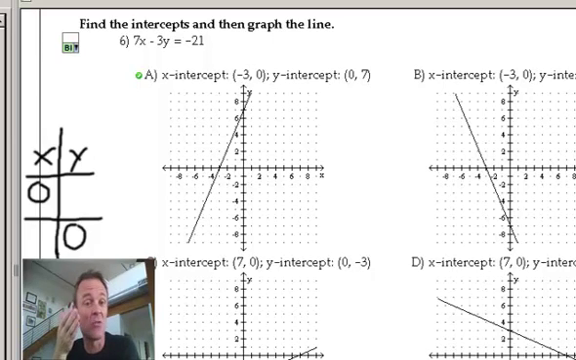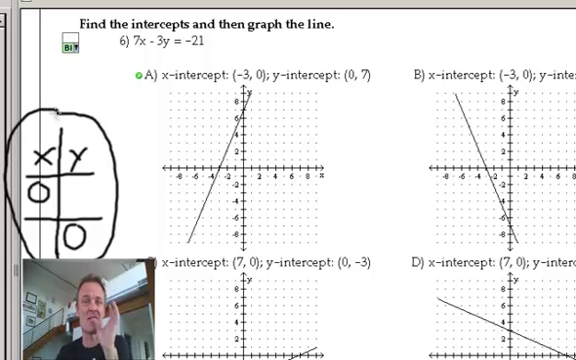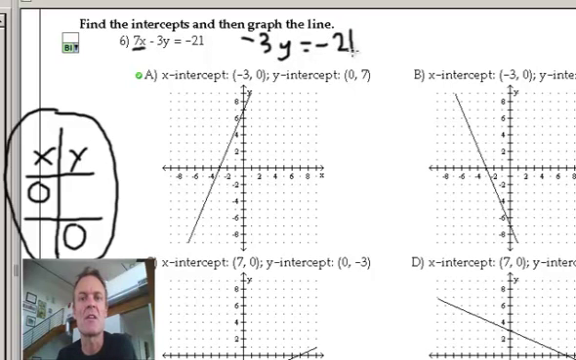Okay, so if you want to, I've got a little table right here. But honestly, it really is just look at this equation: 7x minus 3y equals negative 21. So when x is 0, 7x is not there. You are left with negative 3y equals negative 21. That's all you have. So if you divide both sides by negative 3, you're going to get 7. 7 is where it's going to cross the y-axis. So (0, 7) is the y-intercept.